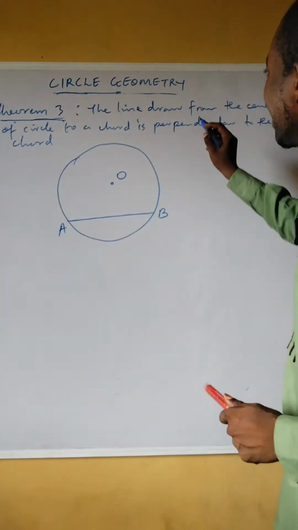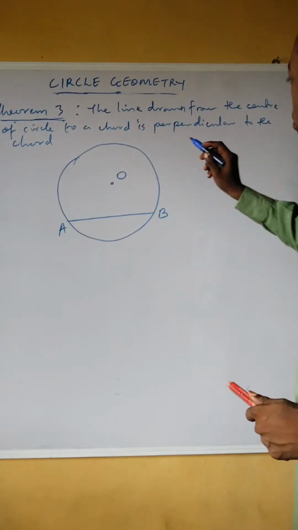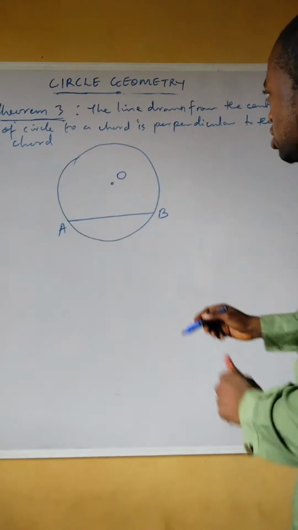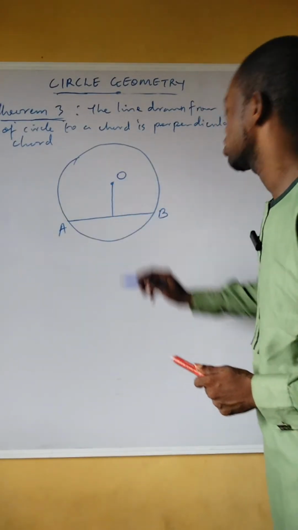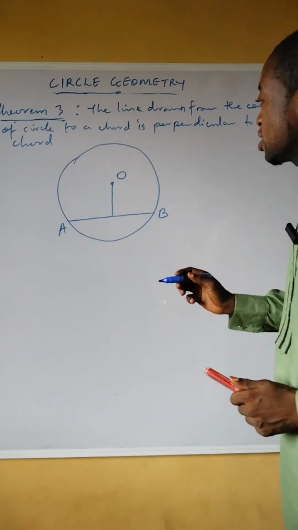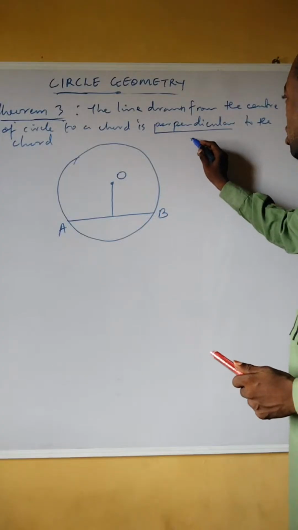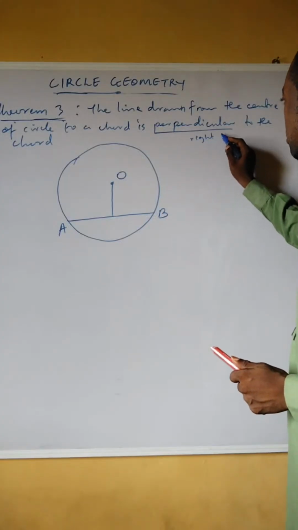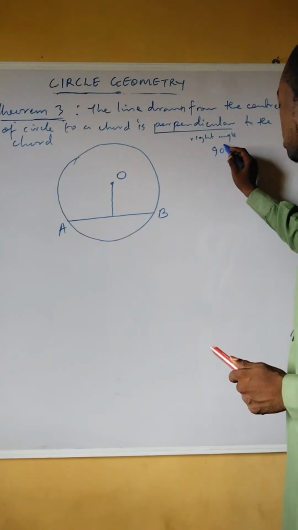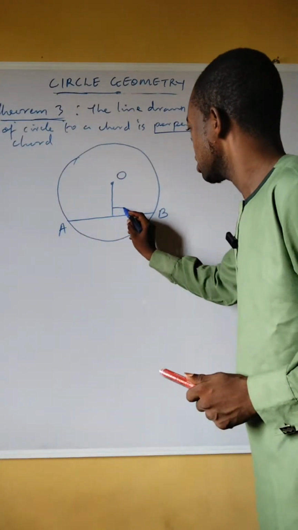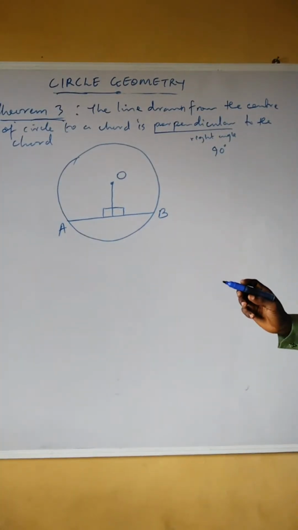Then the theorem says that the line drawn from the center of a circle to a chord. So let's draw this line from this center now to this chord. What this theorem is saying is that this line here is perpendicular. The word perpendicular means right angle, which is the same thing as angle 90 degrees. So this now meets at angle 90 degrees here. So that is the theorem.